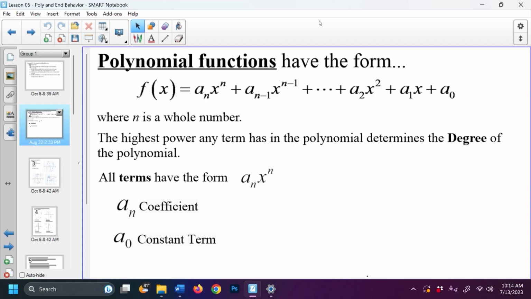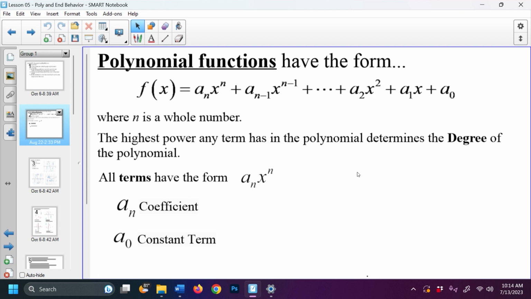Let's get started. All right, so let's start with a definition. Now, polynomial functions have the form f of x is equal to a sub n x to the n plus a sub n minus 1 x to the n minus 1. These three dots mean that there are an unknown number of terms in between this term a sub n minus 1 x to the n minus 1 and a sub 2 x squared.